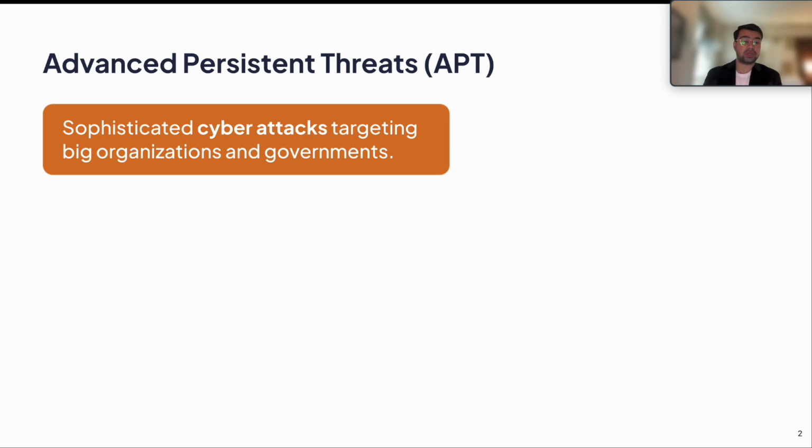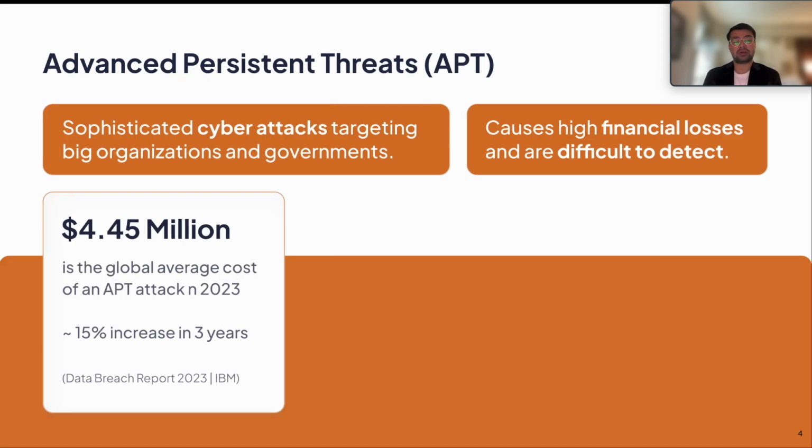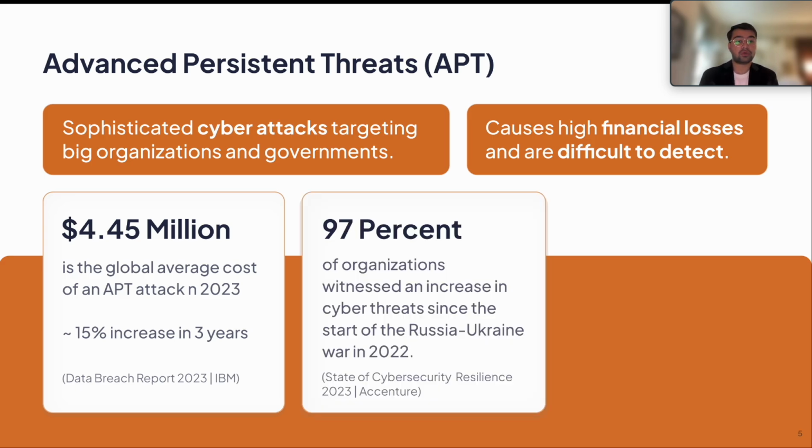In recent years, we have seen a rise in the number of highly sophisticated cyber attacks known as advanced persistent threats. These attacks are targeting big organizations and governments, and they are causing high financial losses. According to the IBM data breach report in 2023, the average global cost of an APT attack was $4.45 million, which represents a 15% increase over the previous 3 years. Moreover, 97% of the organizations are facing an increase in cyber threats since 2022.